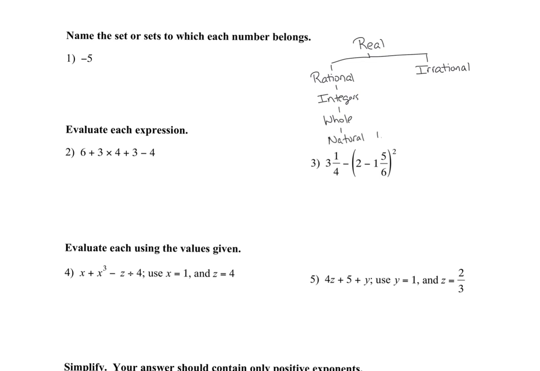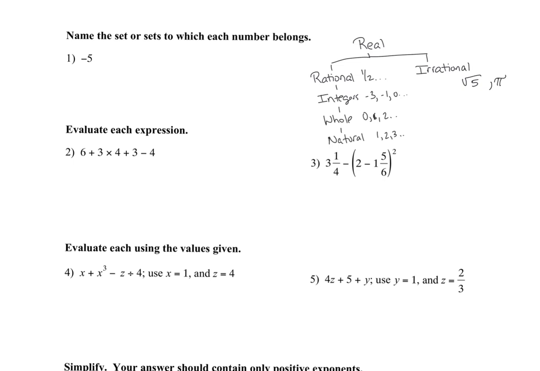And so natural numbers are just your one, two, three. Whole numbers includes zero. Integers includes your negative, and rational includes your fractions. Irrational, remember those are radicals that cannot be reduced, something like pi, non-repeating, non-terminating decimals.